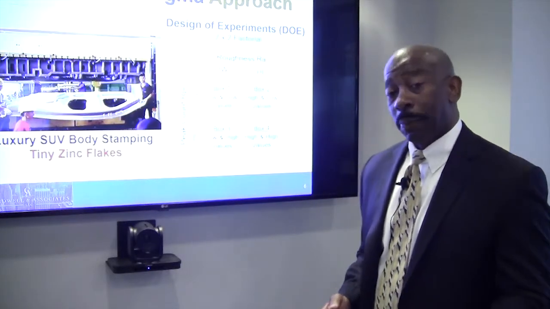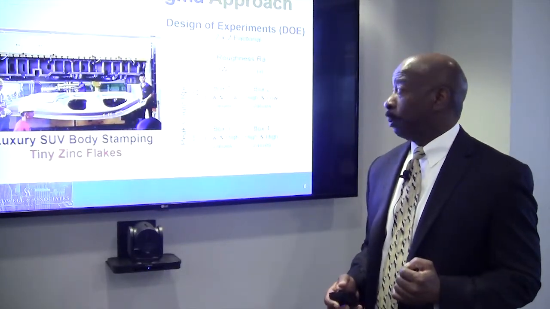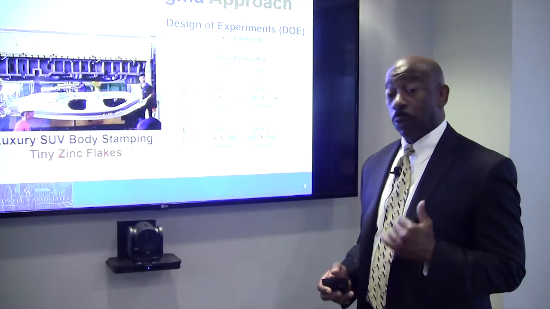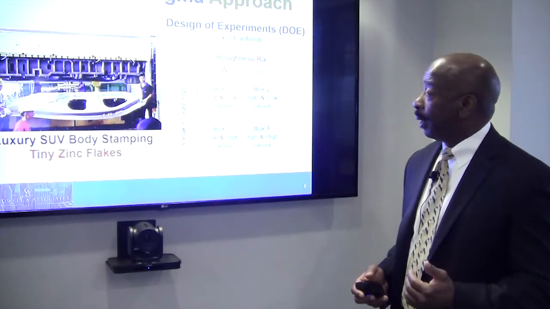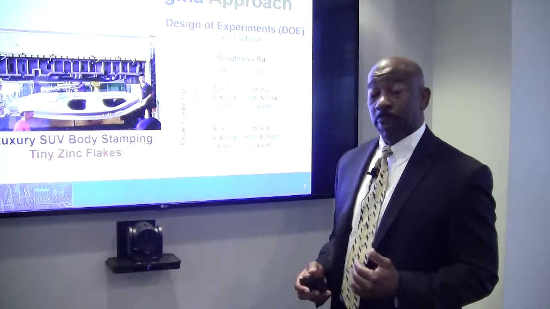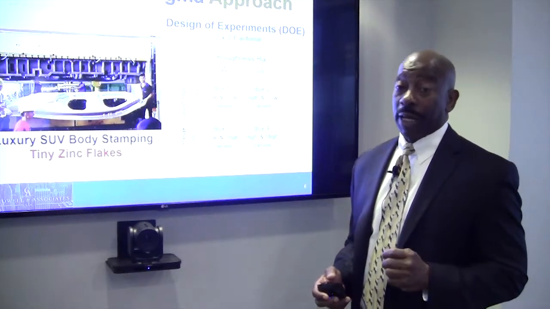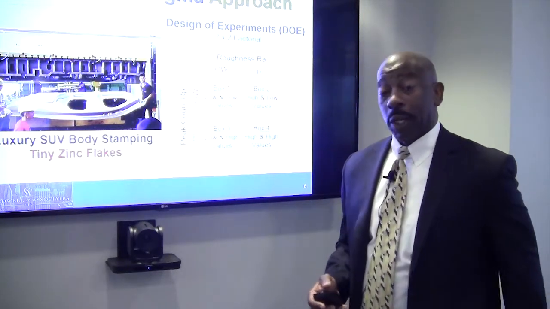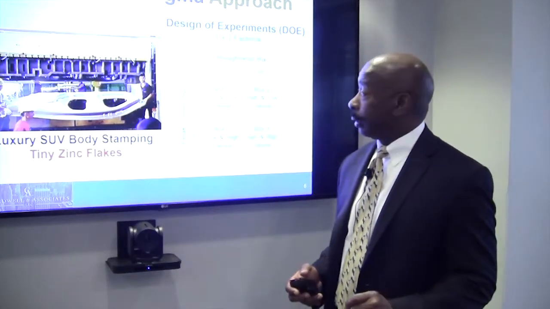So here we set up a 2x2 factorial design of experiment. What you see in this box is 4 boxes in a box. And what the 4 boxes actually show you is the different type of scenarios you're going to be running in your experiment. So box 1 shows the low value of roughness and the low value of peak count, because those two were our critical values that were causing this zinc flaking.